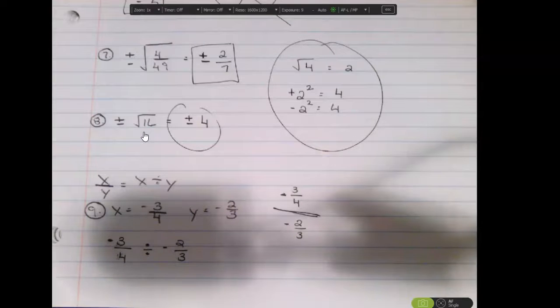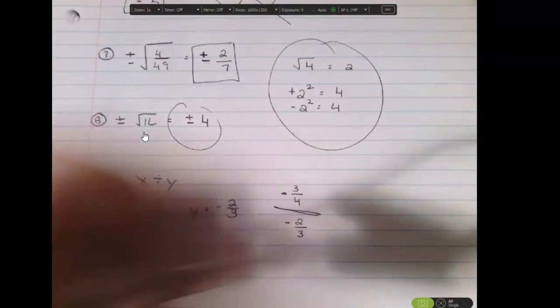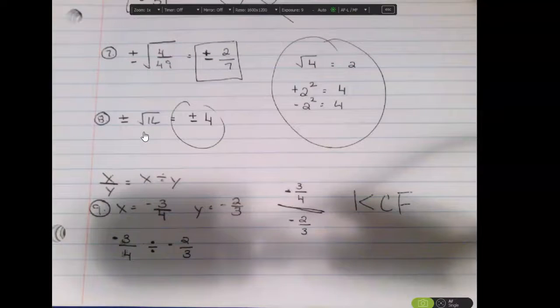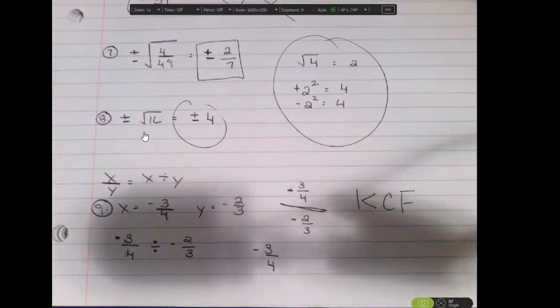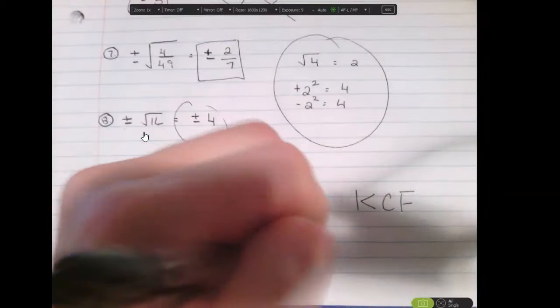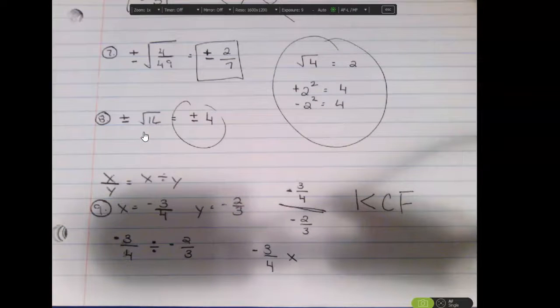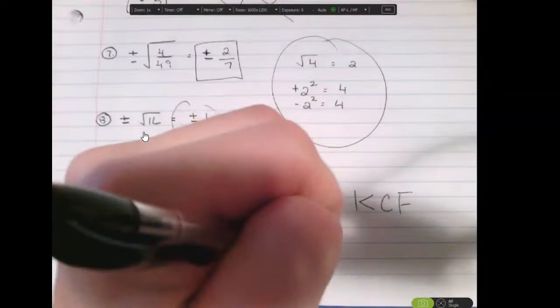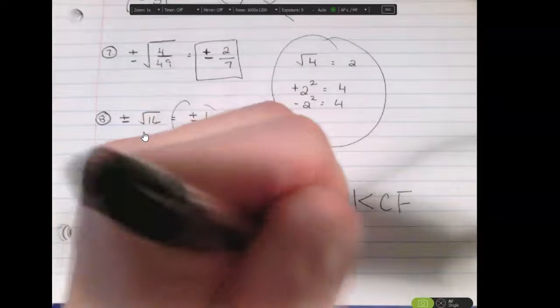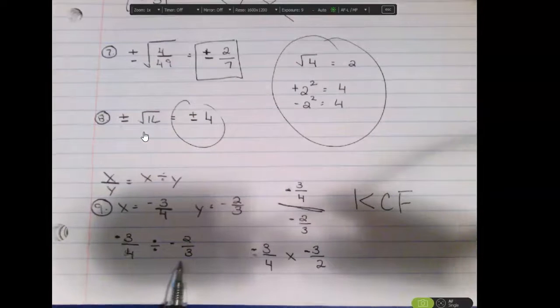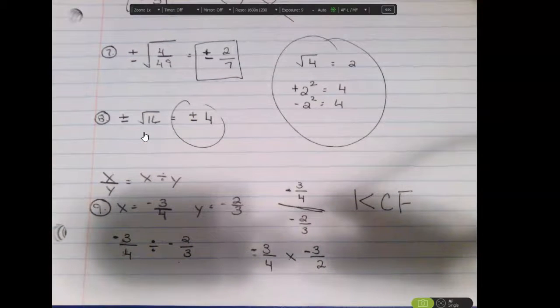And anytime we have a fraction divided by a fraction, that's when we do our keep, change, flip. KCF. Keep, change, flip. So I'm going to keep my first fraction as negative 3/4. I'm going to change division to multiplication. And I'm going to flip my second fraction into 3/2. Do not forget about the negative. There's a negative with that 2/3, so I want to make sure I keep that negative with my 3/2.